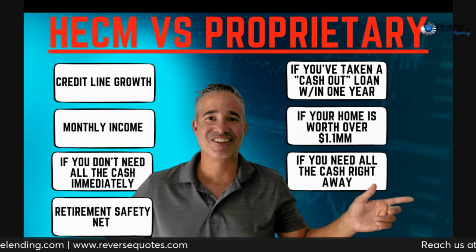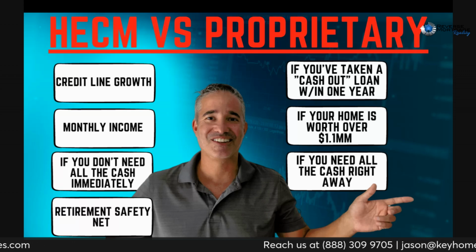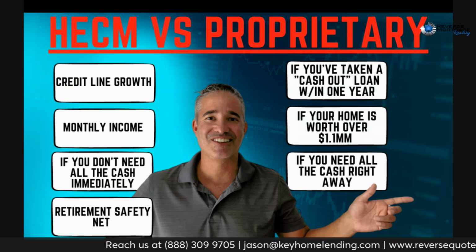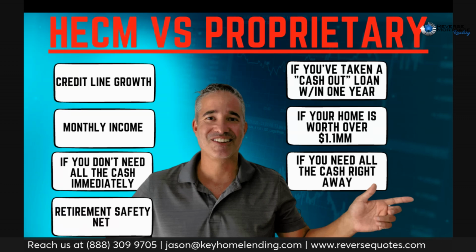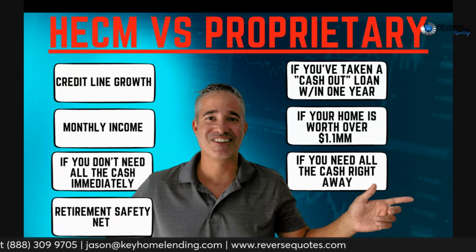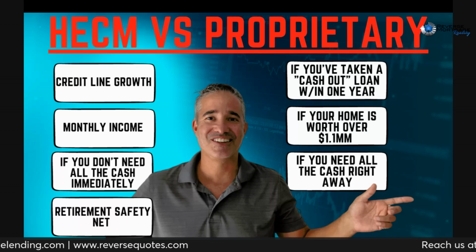For lines of credit and retirement planning, it's almost all the home equity conversion mortgage. I should say that in some states, the proprietary reverse has a line of credit. It's just not that great. It's only there for 10 years, and you only get a very, very small interest rate bump over the first 7 years.